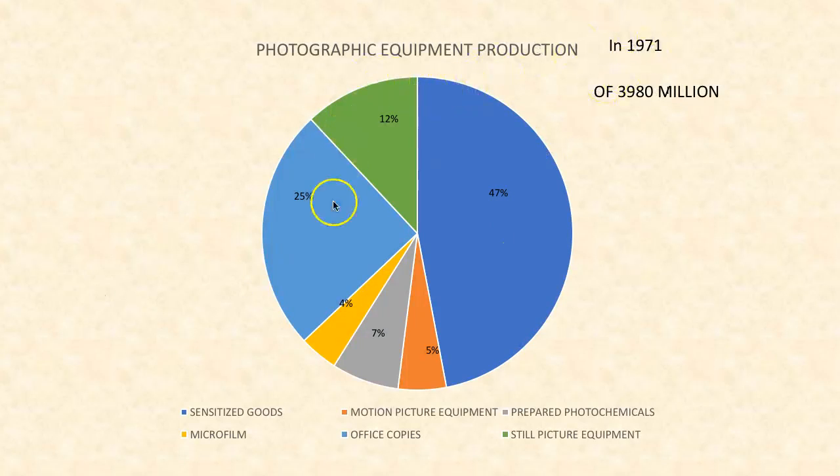Given a pie chart of photographic equipment production in 1971, the revenue is 3,980 million. Sensitized goods is 47%. Motion picture equipment is 5%. Prepared photochemicals is 7%. Microfilm is 4%, office copies is 25%, still picture equipment is 12%.